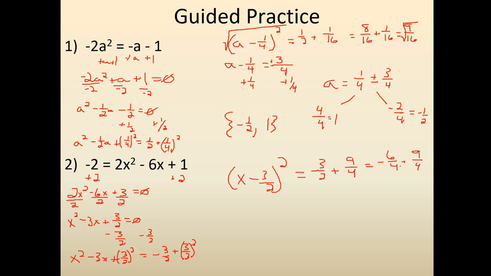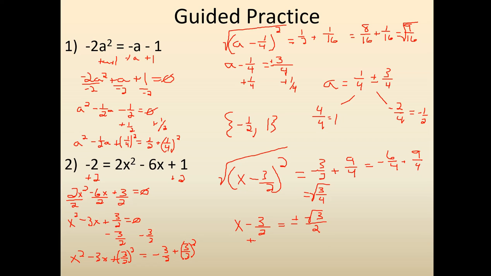When I simplify that, that will actually end up becoming 3 over 4. So you take the square root of both sides, and you end up with x minus 3 halves equals plus or minus the square root of 3. I know 4 is a perfect square, so I'm just going to take the square root of that and get 2. And I'm going to leave it out of the radical.